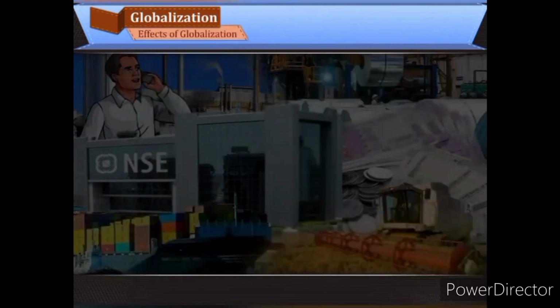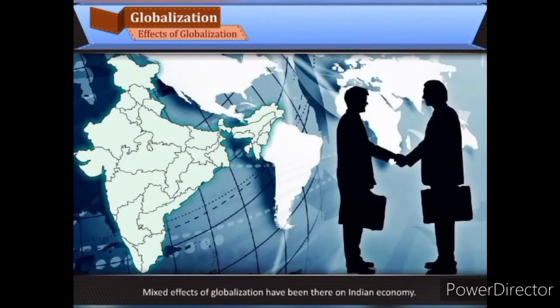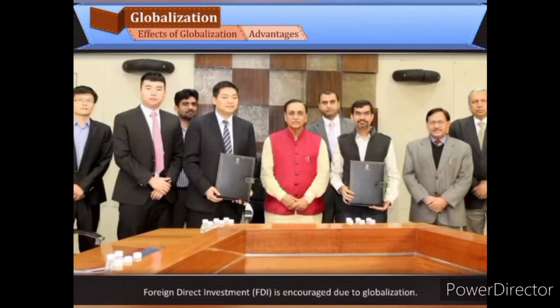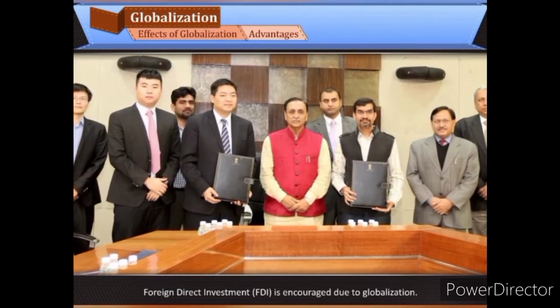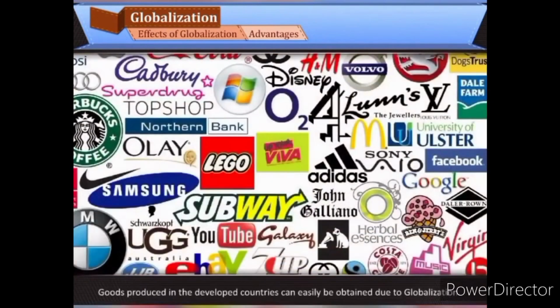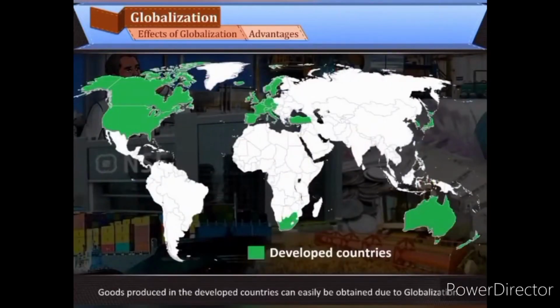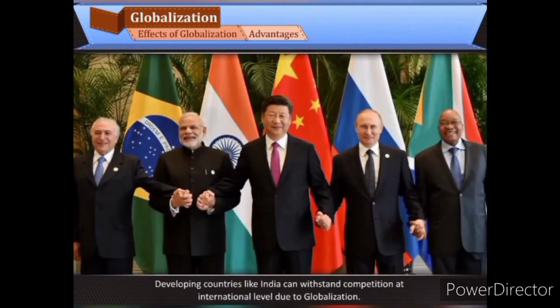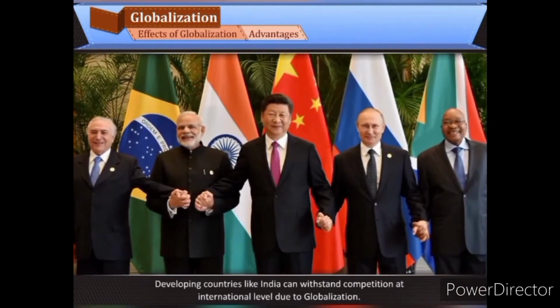Effects of globalization. Mixed effects of globalization have been there on the Indian economy. Many advantages and disadvantages are there, which are as follows. Advantages. Foreign direct investment or FDI is encouraged due to globalization. Goods produced in the developed countries can easily be obtained due to globalization. Developing countries like India can withstand competition at the international level due to globalization.